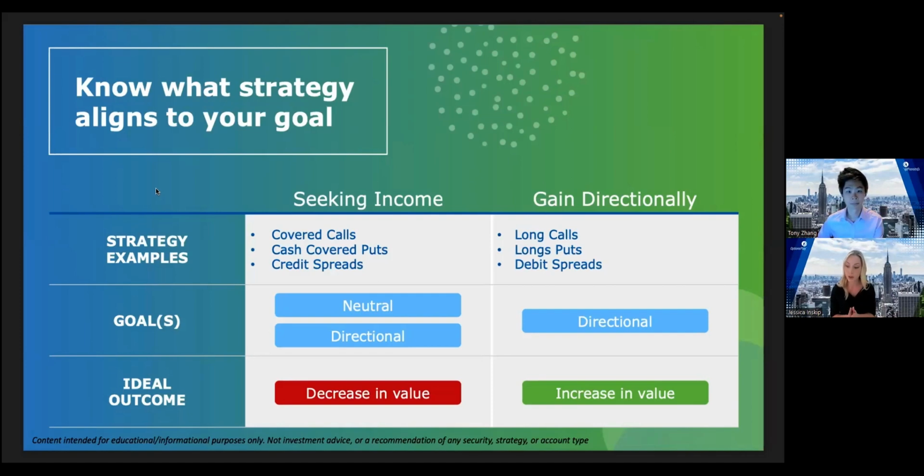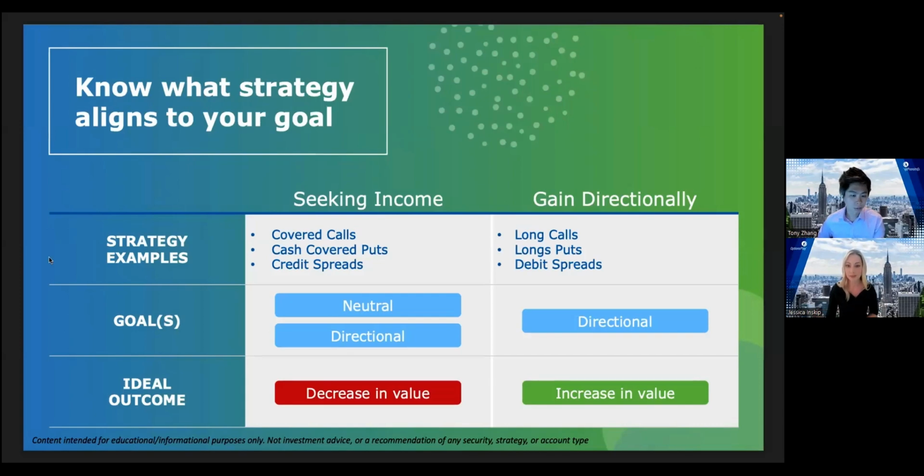So your goals could be neutral. Your ideal outcome for seeking income, though, is for your option to decrease in value. If you're gaining directionally, you want it to increase in value as much as possible. So it's really about what side of that contract you are on. Are you the buyer or the seller? If you're seeking income, your strategy driver is going to be the selling side. And if you're gaining directionally, your strategy driver is going to be a long option.